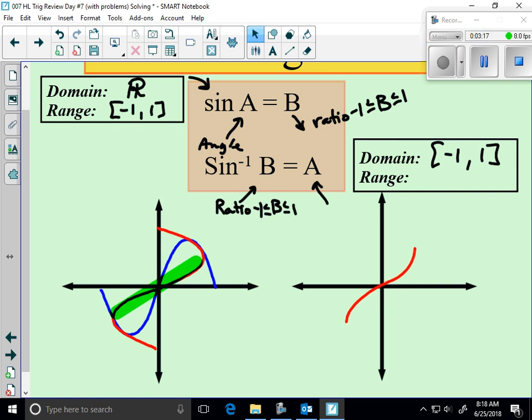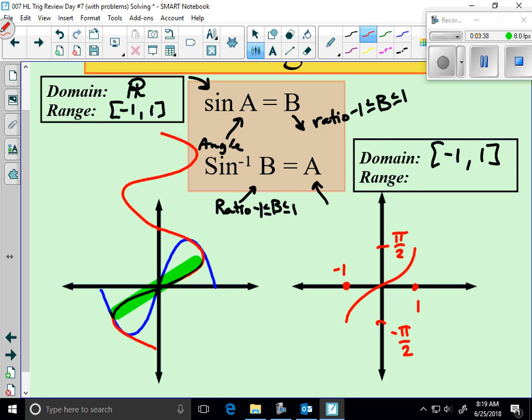Okay, let's talk about its domain and its range. Well, its domain is -1 to +1, and its range is -pi over 2 to pi over 2. They could have taken any stem on this graph, because this graph will continue on forever, right? But they just took the closest stem. The calculator uses the closest stem to the origin. Okay, so our outputs for arcsine, as you can see here, can be any values between -pi over 2 and pi over 2.